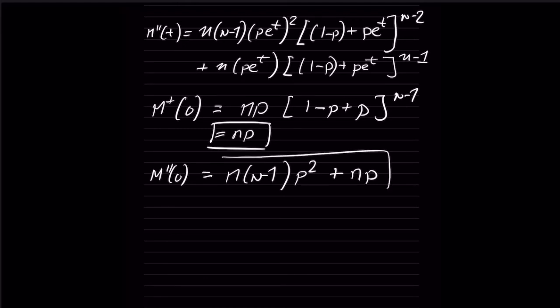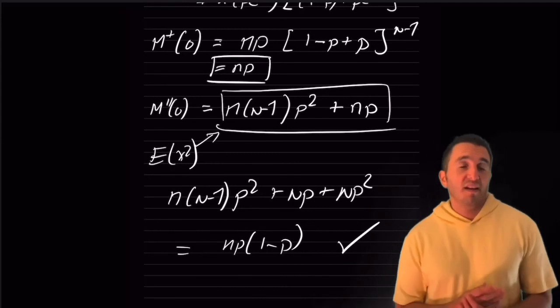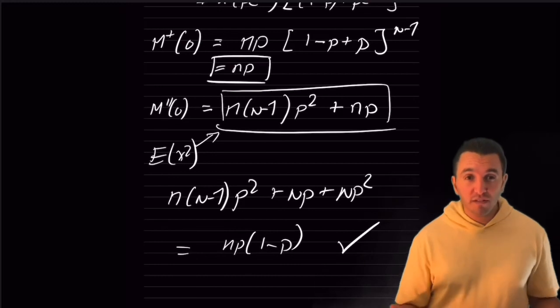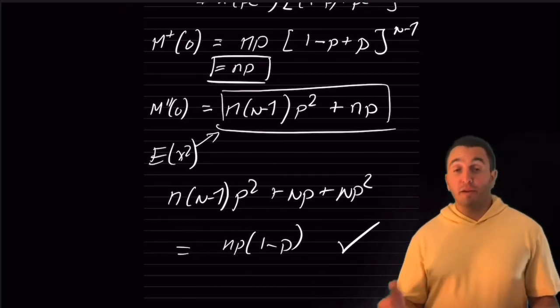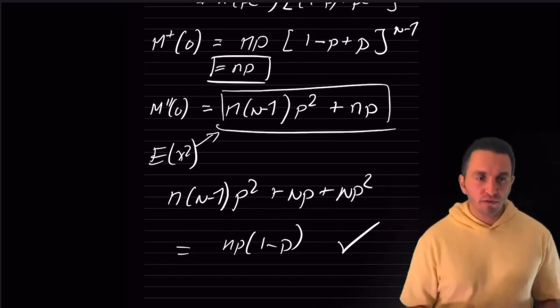And of course, this gives us E of X squared. If we recall from last time, n minus 1 p squared plus np minus np squared gives np times 1 minus p, and that's the variance. So that's a little easier, right? We've already seen the benefits of the moment generating function. It can make your life a lot easier sometimes, and it's also really helpful for characterizing distributions, which we're going to get into in the future.